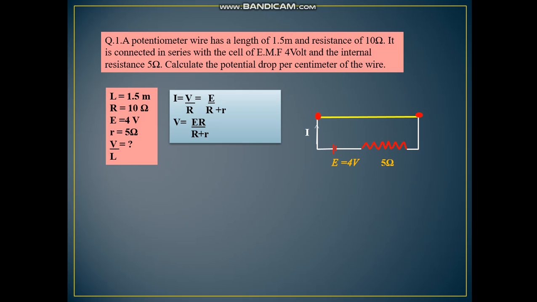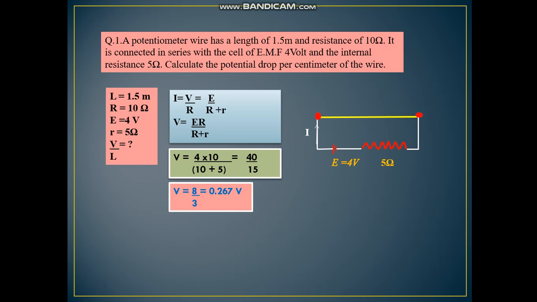So we can take the two equations and make a formula V is equal to ER upon R plus small r. So let's substitute. So V is equal to 4 into 10 upon 10 plus 5, which is 40 upon 15. So V is equal to 8 upon 3, which is 0.267 volt. But we are supposed to find V upon L. So V upon L is 8 upon 3, and L, as we know, it is 1.5.